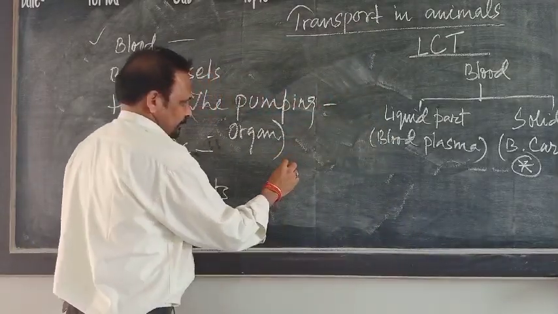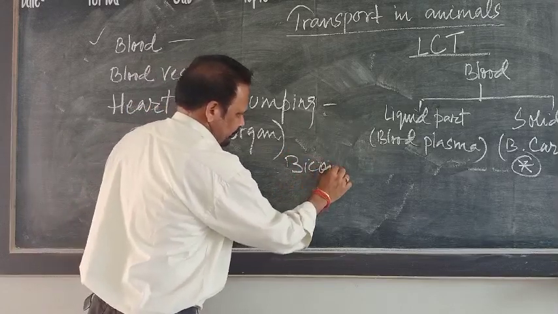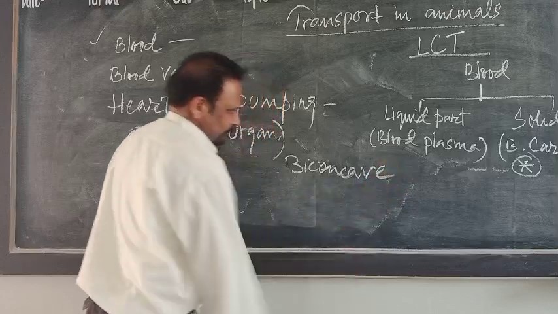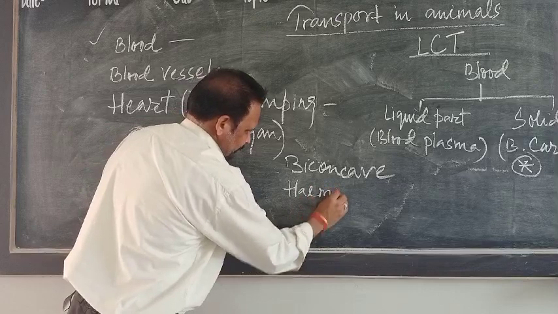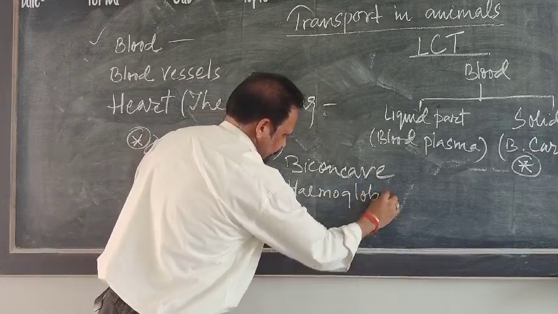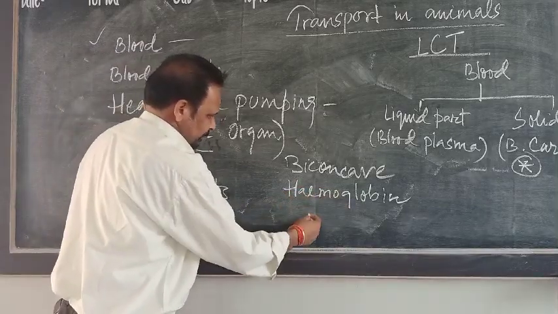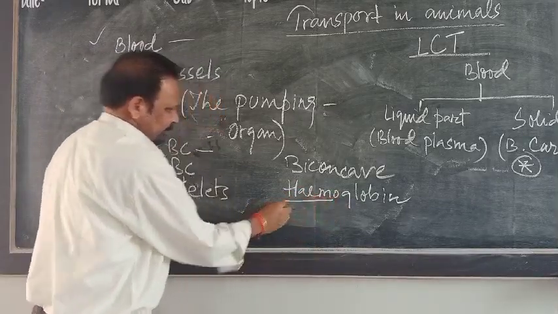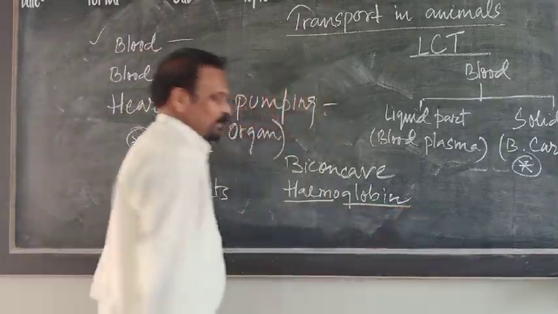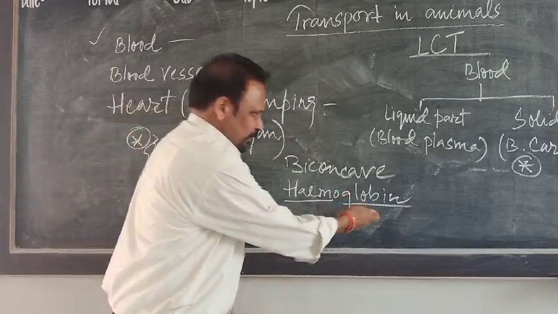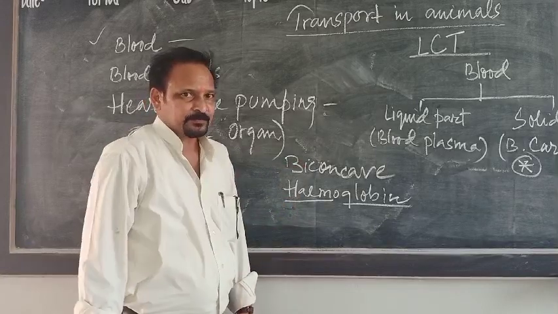RBC is biconcave in shape. It contains hemoglobin. Clear? Let us break this word hemoglobin. Heme means iron and globin means a kind of protein. So when globin protein binds with iron, it is said to be hemoglobin.